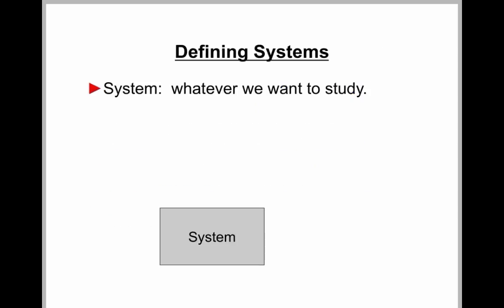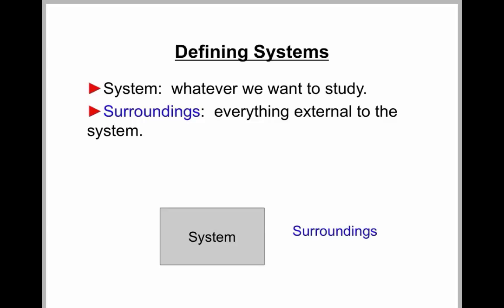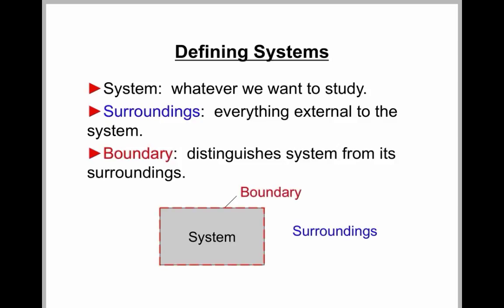So, first statement, what is a system? It's whatever we want to study. Here, I've just drawn this as a square block, but it could be anything, and it's we who choose that. The surrounding is everything that is not part of the system. That's the definition of the surrounding. And the boundary is an infinitely thin perimeter that encloses the system.